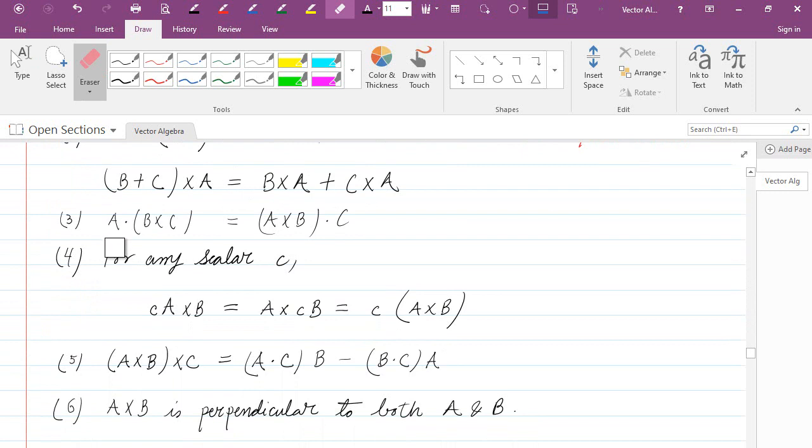Property number 3 is the dot product. So this is the dot product: A dot product with B cross C is the same as A cross B dot product with C.